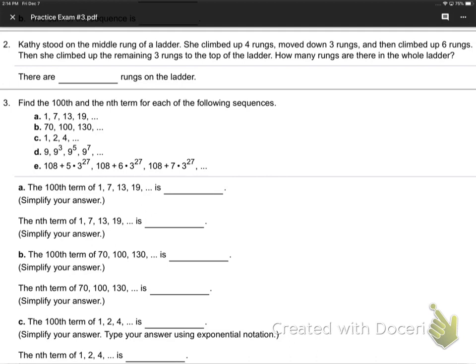Do it with the steps. Okay, Kathy stood on the middle. So here we go. There's the middle. It's important to label though. That rung will be the middle. Then she climbed up 4. So I'll go, okay, up 4. 1, 2, 3, 4. There she is right now. And then she moved down 3. So she's right here. Going to go down 1, 2, 3.